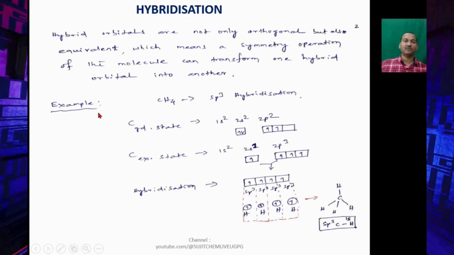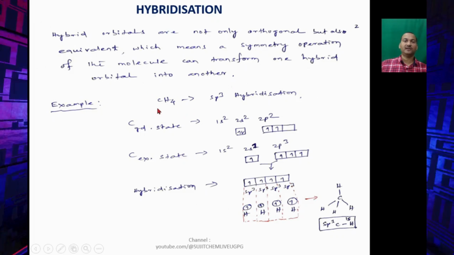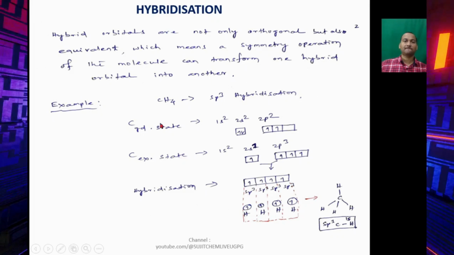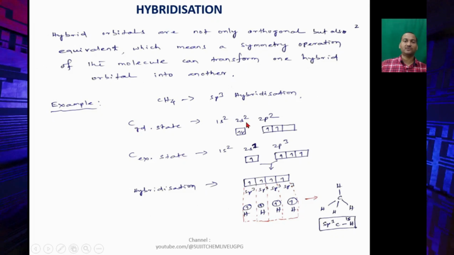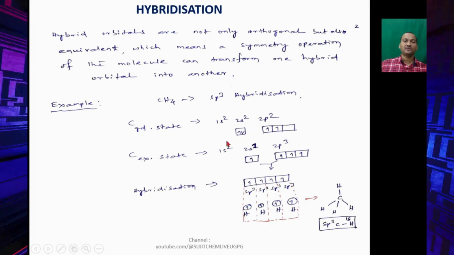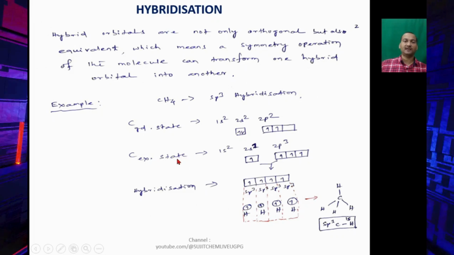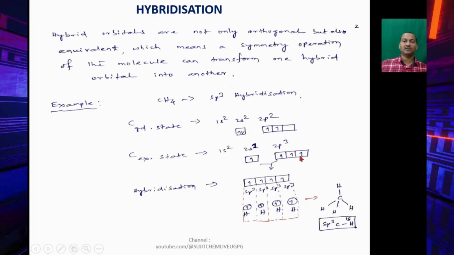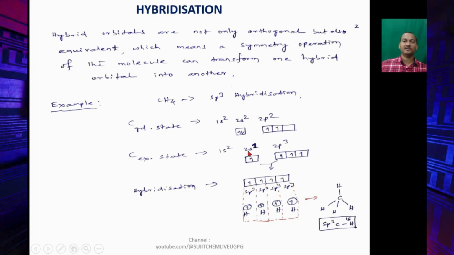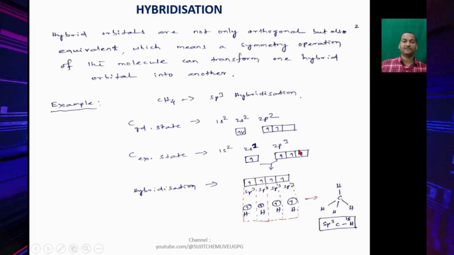So let's take one example. We know methane has sp3 hybridization. So carbon, the ground state configuration is 1s2, 2s2, 2p2. So carbon in excited state: this 2s electron will go to another 2p orbital. So the configuration is 2s1, 2p3.